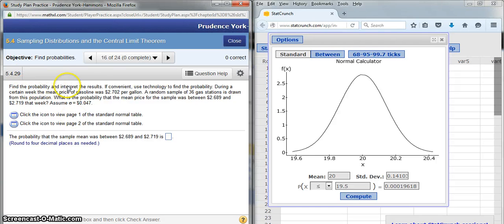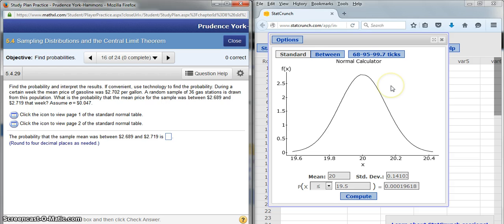It says, find the probability and interpret the results. If convenient, use technology to find the probability. During a certain week, the mean price of gasoline was $2.702 per gallon. A random sample of 36 gas stations is drawn from this population. What's the probability that the mean price for the sample was between 2.689 and 2.719 that week, assuming that the population standard deviation is 0.047?